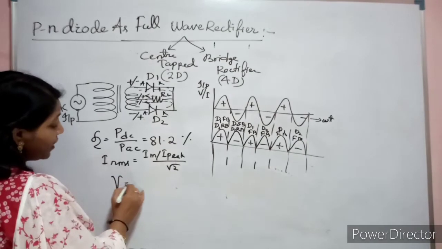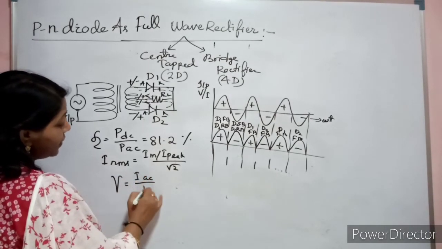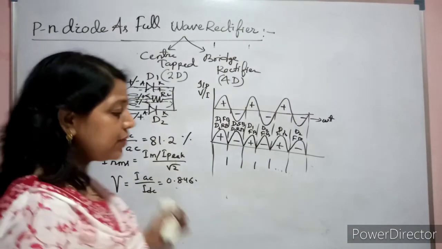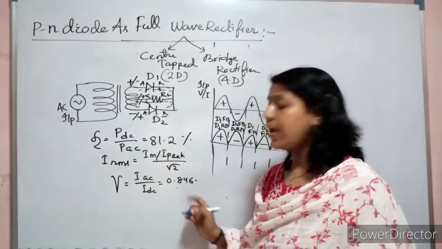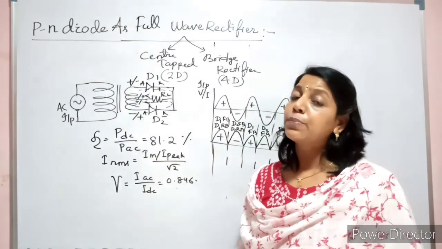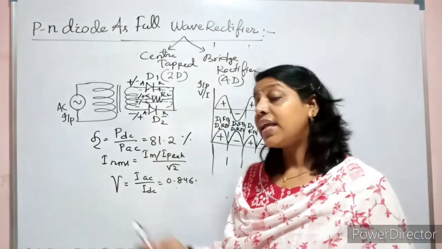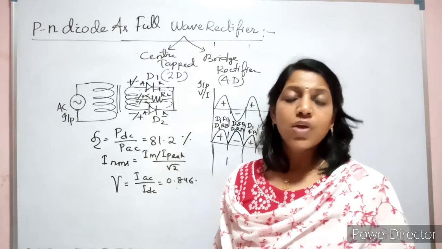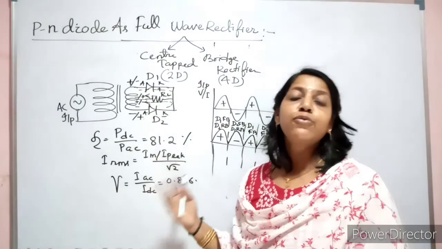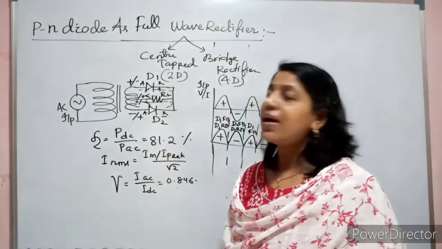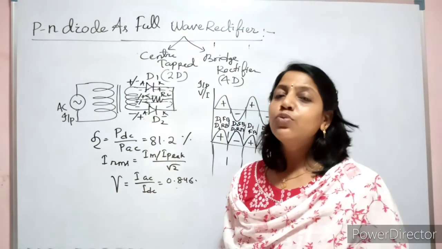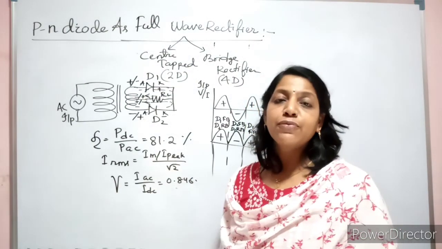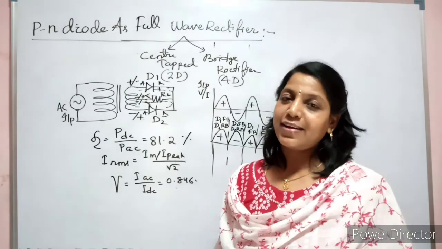Next, coming to ripple factor, how much is it? It is nothing but IAC by IDC, and here they have found it 0.846. It's far better. If you take the percentage, it will be 84%. So, only 84% ripple is present. Whereas in the case of half wave rectifier, it is 121%. So, highly dominating factor. So, it is a far better rectification process compared to your half wave rectifier. Hence, full wave rectifier, that too center tap rectifier, is highly preferred in comparison to your half wave rectifier.